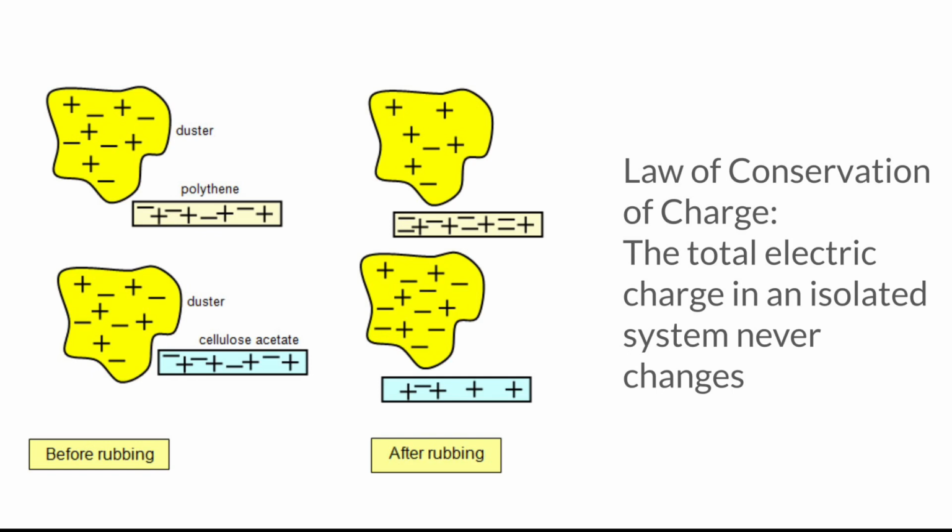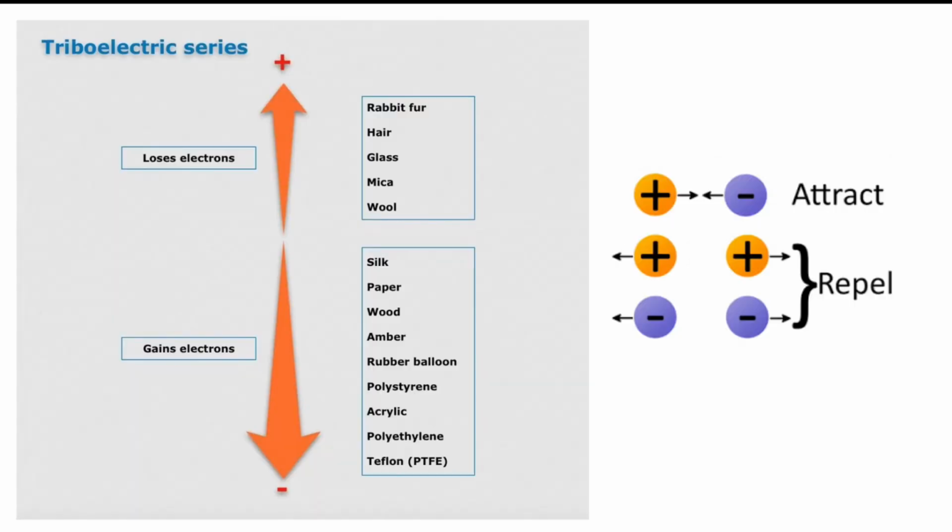The transfer of electrons creates static electricity, which means the surface of an object is charged. Some objects tend to lose electrons and become positive, like glass and hair, while others tend to gain electrons and become negative, like plastic products such as Teflon and amber.